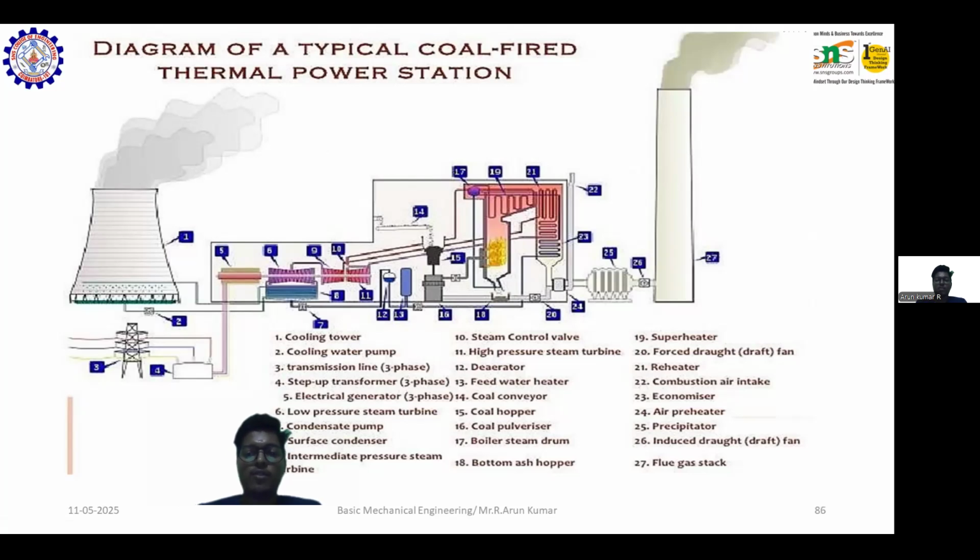Also, number 27 is the flue gas stack. When you burn the coal, the exhaust smoke is separated, filtered, and then released to the atmosphere. So these are the main components and working of the thermal power plant, which is also called a steam power plant.